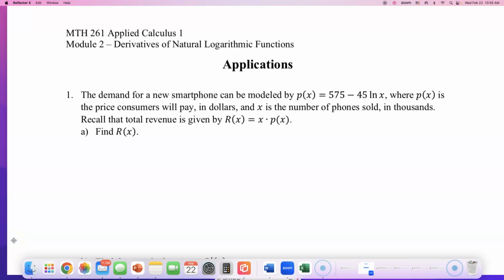The demand for a new smartphone can be modeled by P of x equals 575 minus 45 natural log of x, where P of x is the price consumers will pay in dollars and x is the number of phones sold in thousands. Recall that total revenue is given by R of x equals x times that price consumers are willing to pay function. So the first thing we're going to do is write that total revenue function.